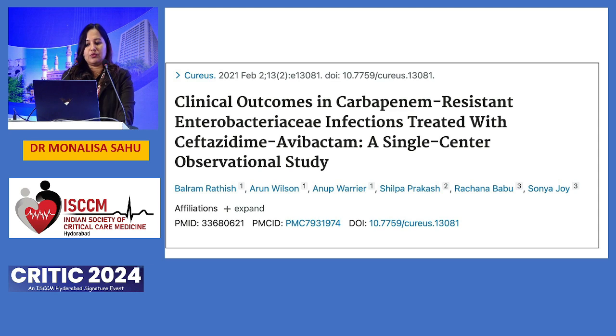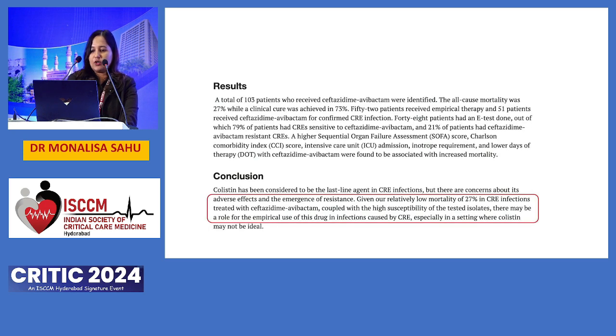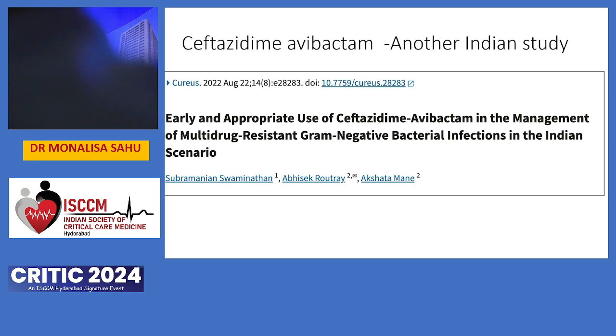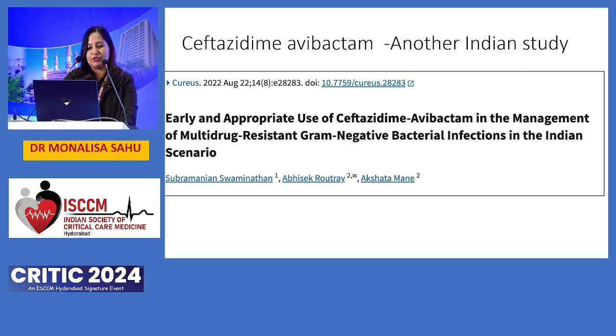Another study published from Kochi looked at clinical outcomes in patients with carbapenem resistant Enterobacteriaceae. It also showed that the outcome was better in the group given ceftazidime avibactam empirically as compared to the polymyxin group. It included 103 patients. And another Indian study, there are a lot of Indian studies, these are the Indian data, which shows that in our setup, the ceftazidime avibactam and Aztreonam combination fares well.